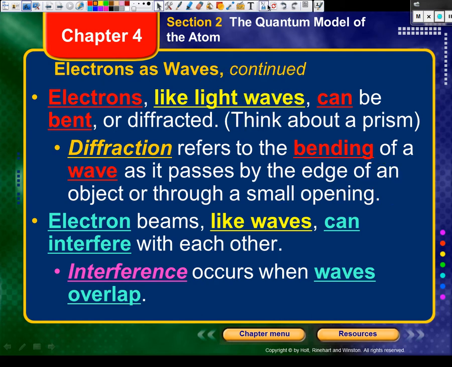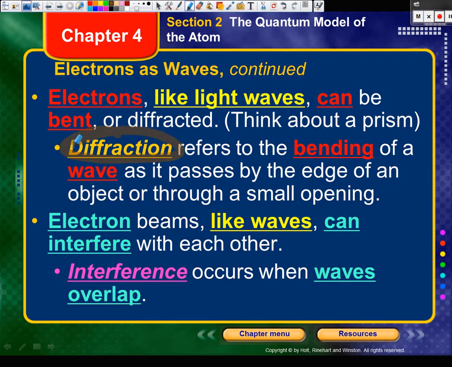Now, here's another aspect that electrons are very similar to light. Because remember, at the very beginning of this chapter, we talked about the electromagnetic spectrum and how light travels as waves. And this is how we can also connect electrons to light, because of two things. Electrons, like light waves, can be bent. This is the science word you need to know: it can be diffracted, or diffraction. That is the process of diffracting light. And what does diffracting mean? Bending of light. Very good. So diffraction is the bending of light.